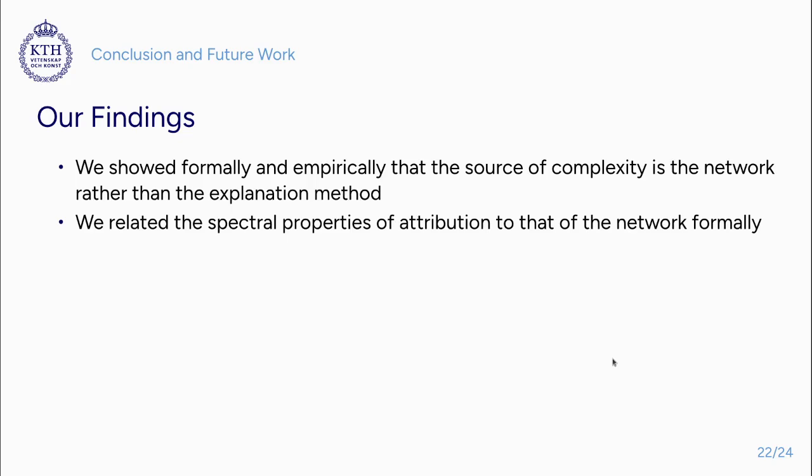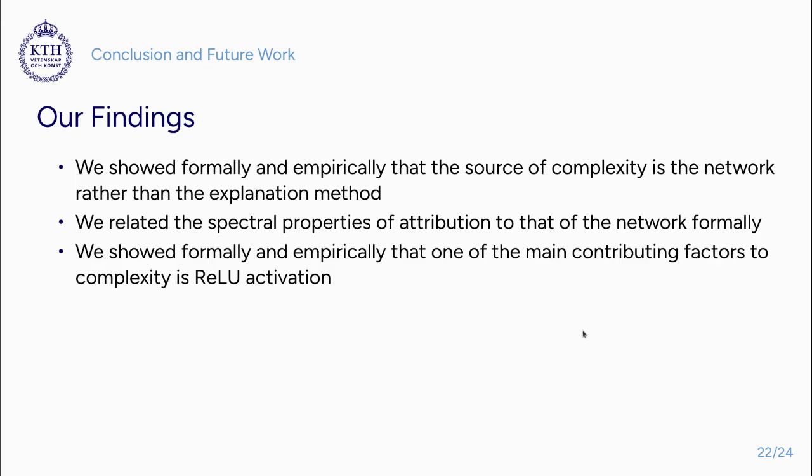As we have shown, we related the tail of the spatial Fourier transform of attribution to the tail of the Fourier transform of the network. So we related spectral properties of attribution and the network. We also showed, formally and empirically, that one of the contributing factors is ReLU activation, and we verified our theoretical and intuitive view by changing the activation, with a smoother activation, and showing that, look, it is resulting in a smoother and simpler attribution because we are creating a simpler function.